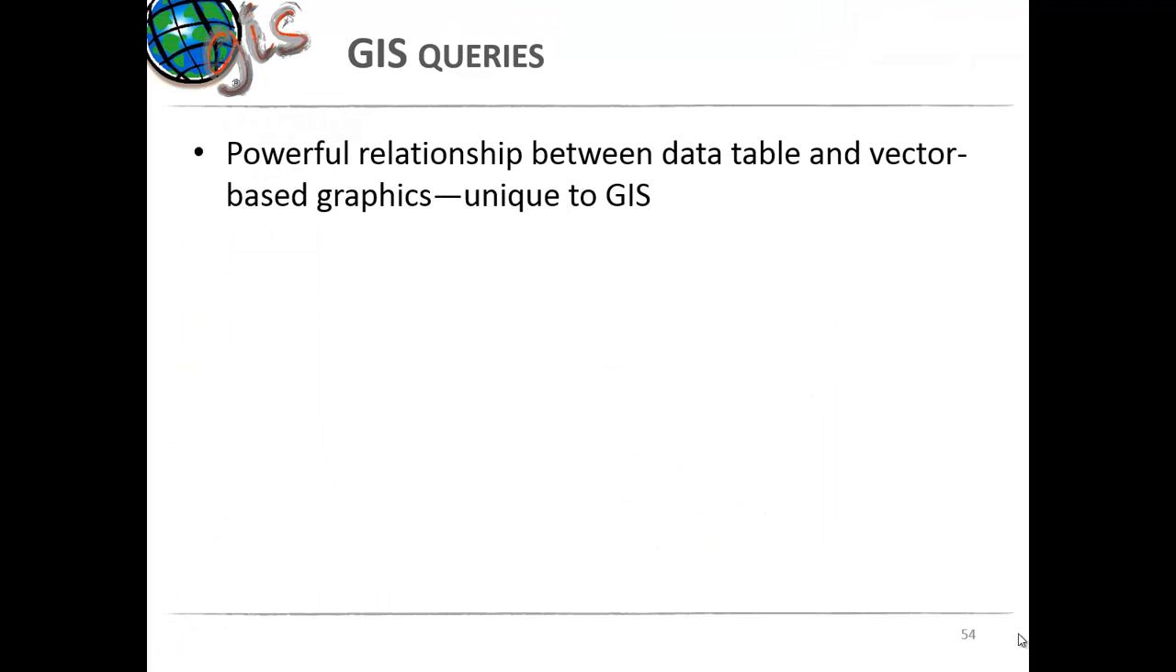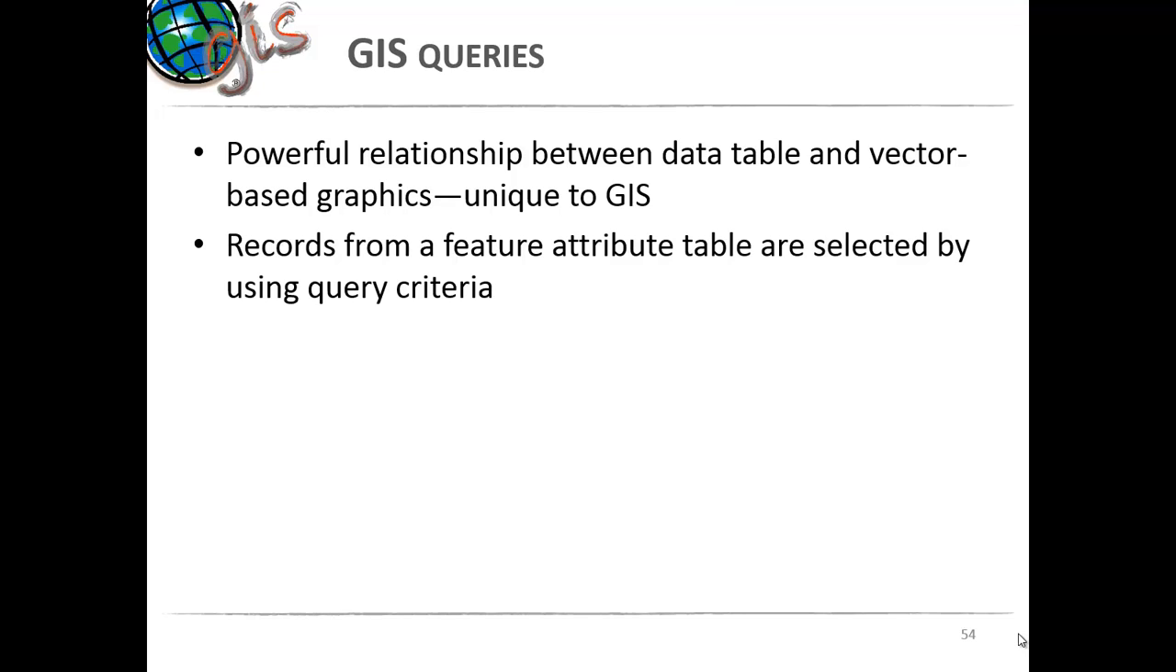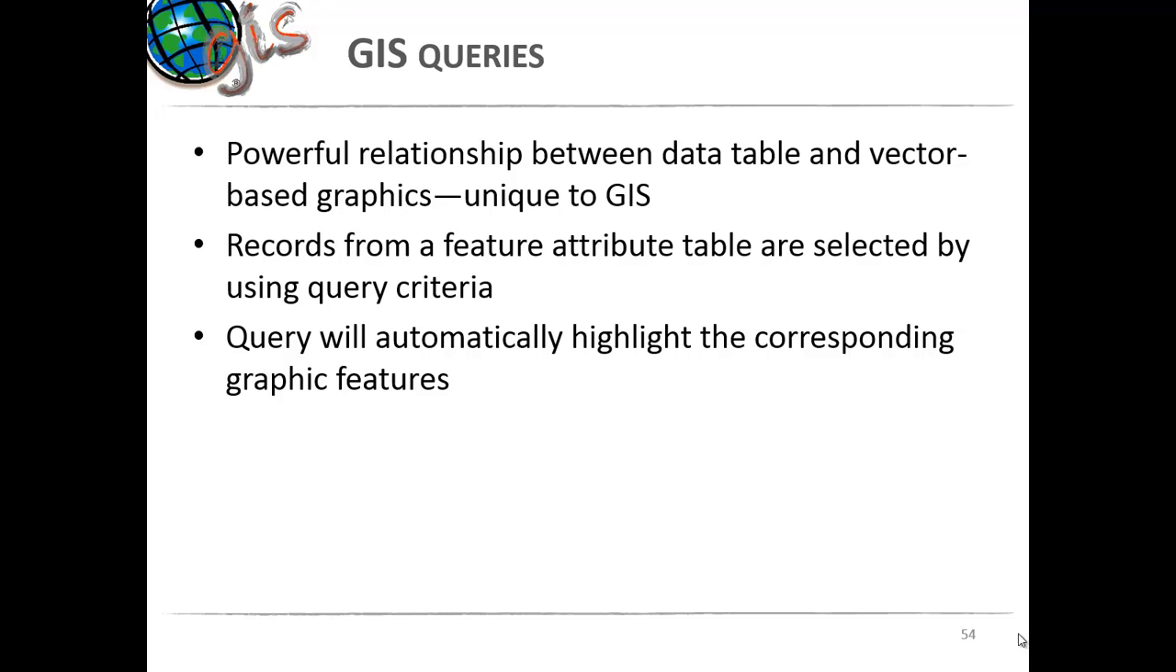So, GIS queries. You know what a query is. A query is sort of like asking a question. There is a powerful relationship between the data table and vector-based graphics, which is very unique to GIS. We know these spatial relationships are what GIS is all about. Records from the feature attribute table are selected by using a query criteria, and then a query will automatically highlight the corresponding graphic features. So that's what a GIS query means.